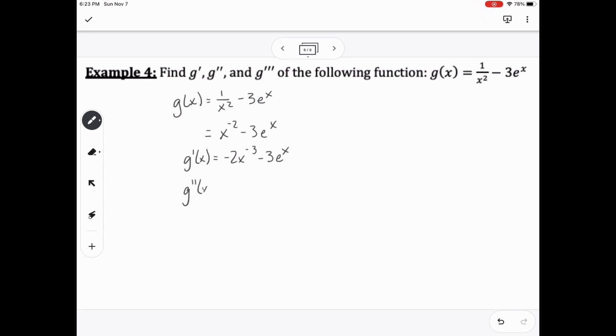The second derivative becomes 6x to the negative 4th because negative 2 times negative 3 is 6. But then minus 3e to the x stays the same. And then the last derivative will be negative 24x to the negative 5th minus 3e to the x. So notice that 3e to the x never changed because the derivative of e to the x is itself.